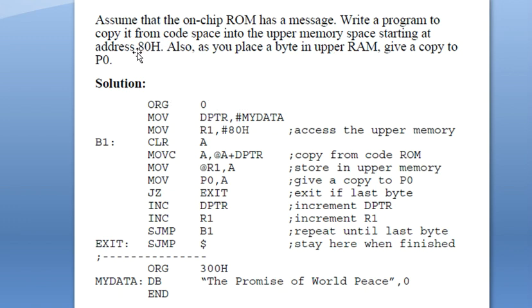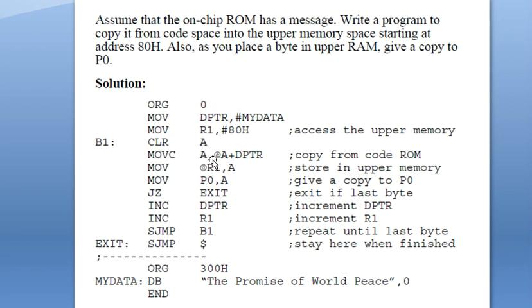They have given the address location where you need to copy to, that is 80h. So ORG 0h, we are going to start the program. MOV DPTR, #MYDATA, so MYDATA is the location where the data is residing, and it will be pointed to by the DPTR. Then MOV R1, #80h, so R1 accesses the upper memory; this is the upper memory address. Then CLR A, so the accumulator is cleared.